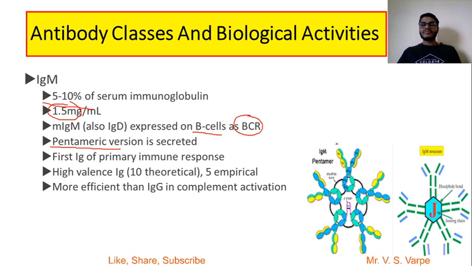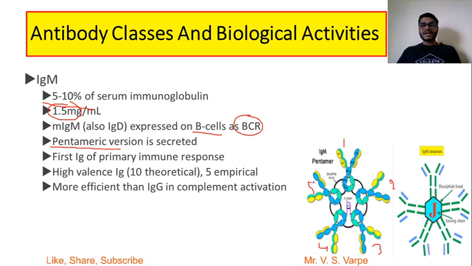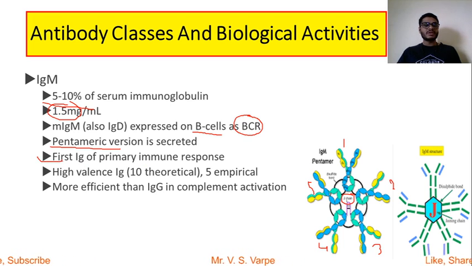Because there are 5 IgM structures: this one is the first, this one the second, the third, the fourth, and the fifth, and they are attached to the J chain. J chain means joining chain. The joining chain joins these 5 structures, and that's why this structure is called pentameric. It is the first antibody of the primary immune response, and it has high valence: 10 theoretical and 5 empirical.